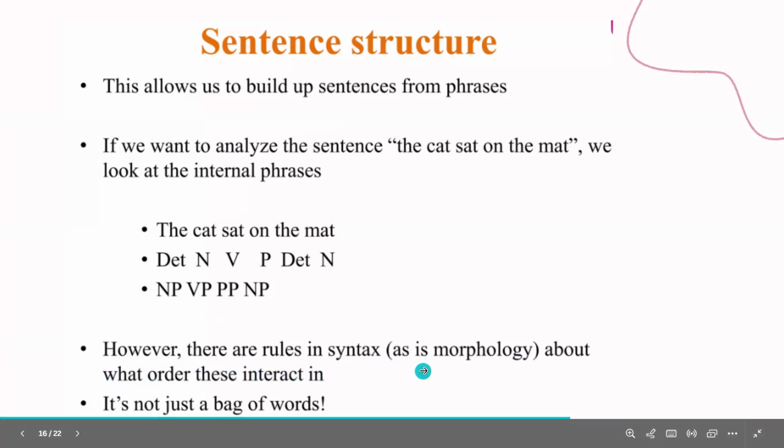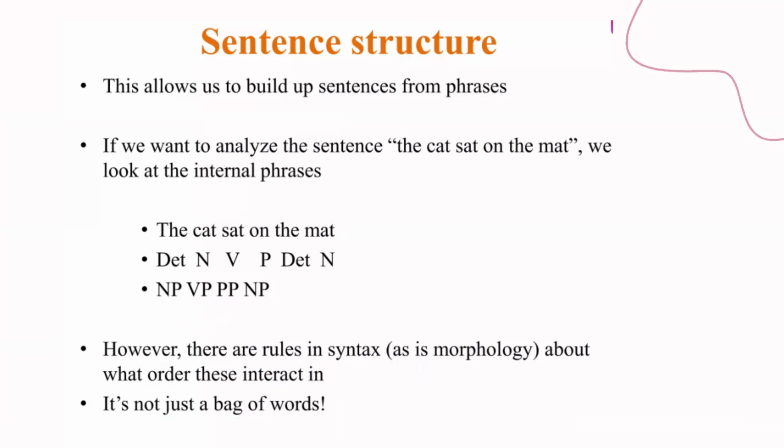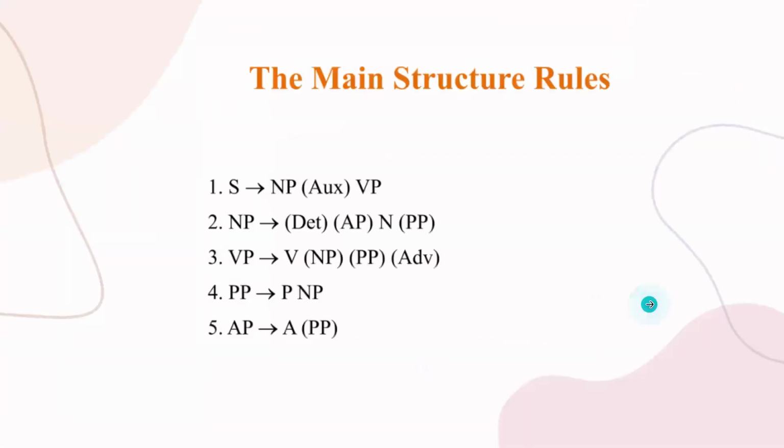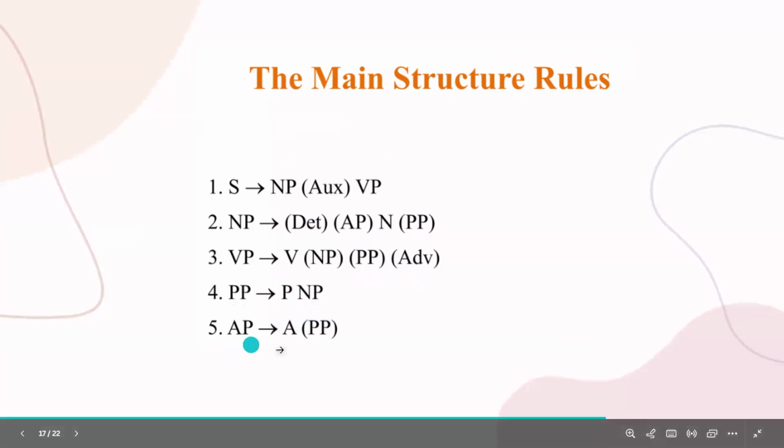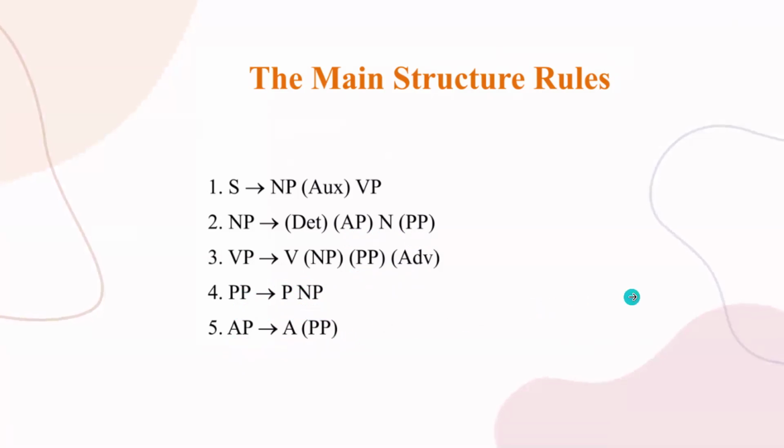However, there are rules in syntax, as in morphology, about what order these interact in. It is not just a bag of words. So the main structure rules, I have already explained to you. It is written in front of your screen. Sentence, noun phrase, auxiliary, verb phrase, noun phrase, determiner. This is adjective phrase, noun, prepositional phrase, verb phrase like verb, noun phrase, prepositional phrase, adverb. Prepositional phrase includes preposition, noun phrase, adverb phrase includes adverb or maybe the prepositional phrase. So it completely depends upon the sentence, how it is written. Either it is simple, compound, complex, and then very technically, we have to divide each and everything chunk-wise and mention it correctly.